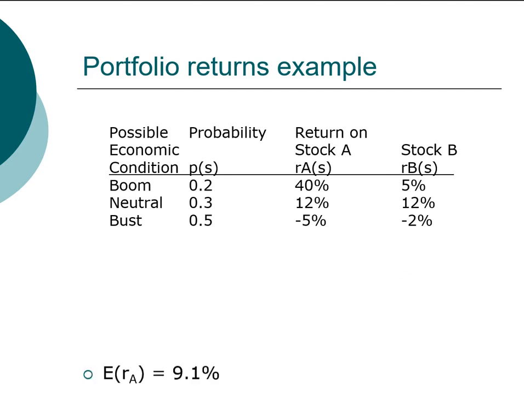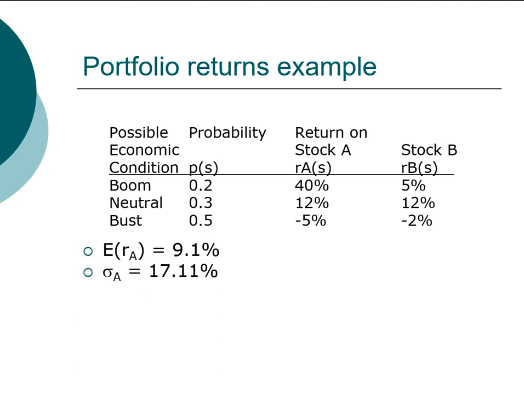Okay. Did you get these answers? So the expected return on stock A is 9.1%. Standard deviation is 17.11%. Expected return for stock B is 3.6%, and standard deviation for stock B is 6.1%. So far, this is a review of what we have seen.